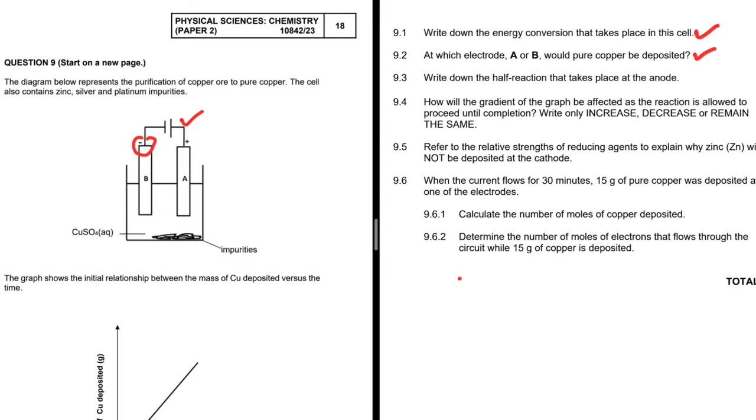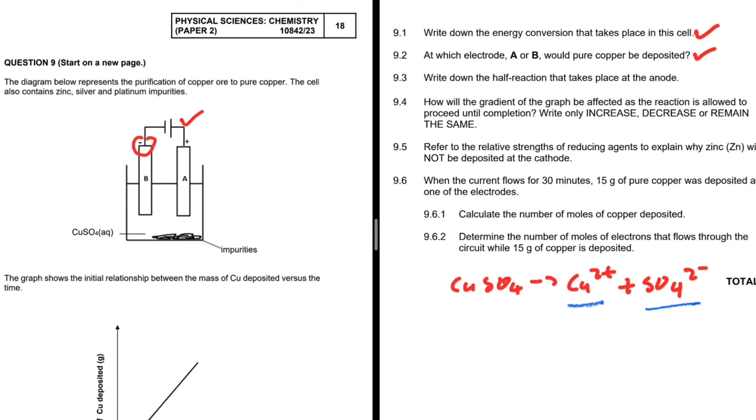Let me show you why it will get deposited at the negative electrode. We have CuSO4, which will break down to form Cu2+ and SO4 2-. This is a positive ion, and this is a negative ion. The positive ion will get attracted to the negative electrode, which is B, and that's where reduction is going to take place. So that is why the pure copper will be deposited at B, because it is negative, and the Cu2+ will be attracted to the negative electrode as positive and negative attract.